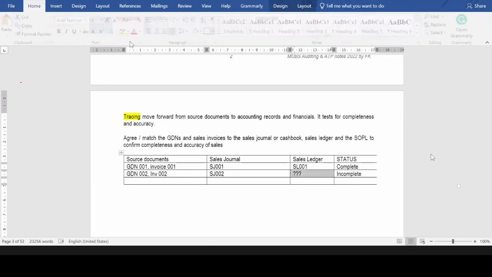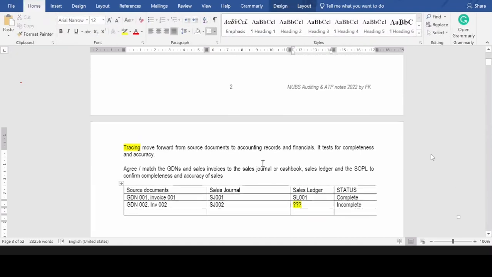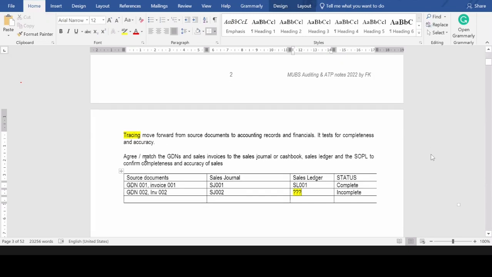And how do we arrive at it as auditors? This is the test we use. Agree or match the GDNs and sales invoices to the sales journal or cash book, sales ledger, and the statement of profit or loss. So when you're agreeing these or matching them, that's when you find that GDN 002 and invoice 002 were not posted in the ledger, meaning the sales are incomplete.